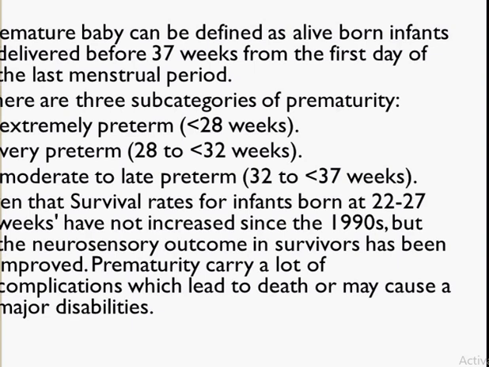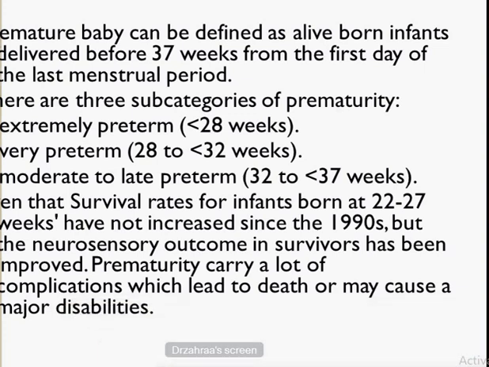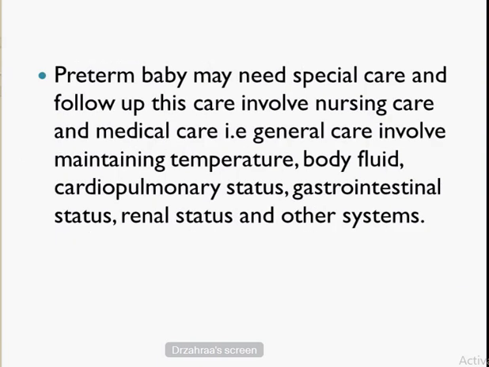Even the survival rate from infant born at 22 to 27 week have not increased since 1919, but the neurosensory outcome in survival has been improved. يعني ال incidence increase لكن عادة يعني ال survival rate not increase too much لكن ال morbidity and the complication diminished. Prematurity carry a lot of complication which lead to death or may cause a major disabilities. Preterm baby may need special care and follow-up.